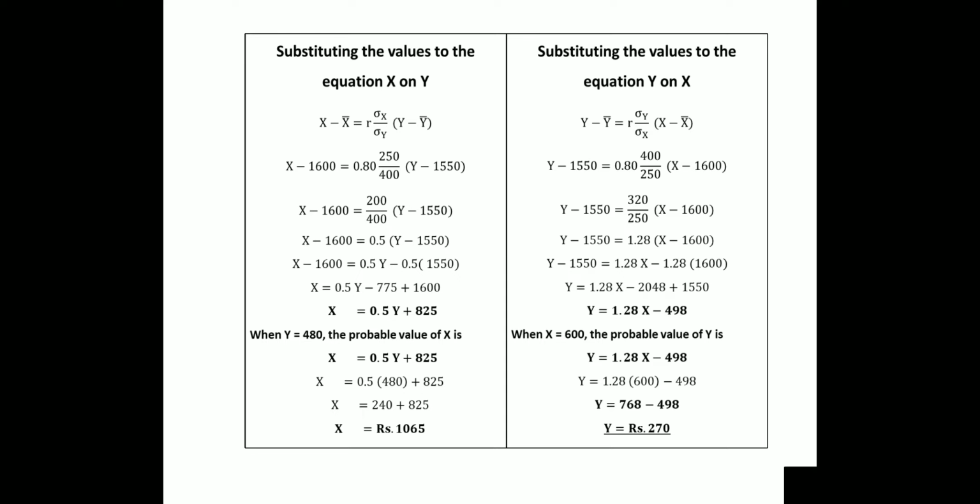In the same way, we should be calculating the value of y when the value of x is given by finding out the regression equation y on x and then simplifying the regression equation. Then after substituting the value of x is equal to 600 in the equation, that is y is equal to 1.28x minus 498, the answer will be y is equal to rupees 270.